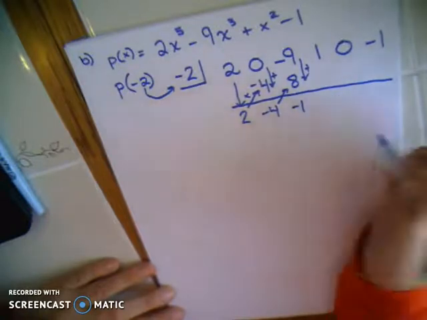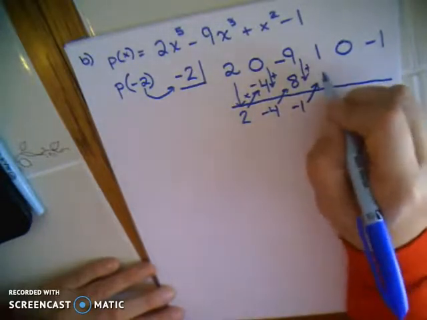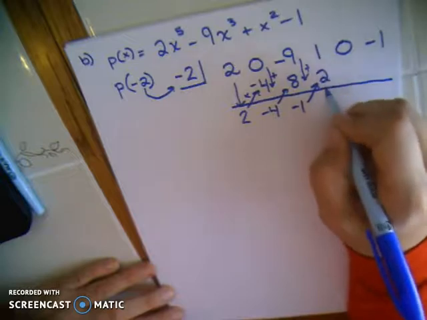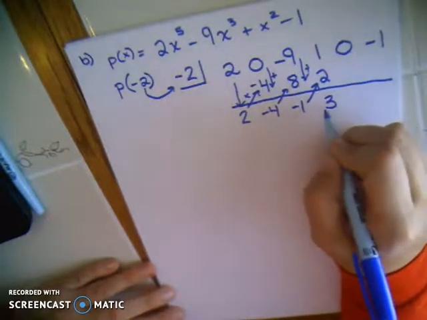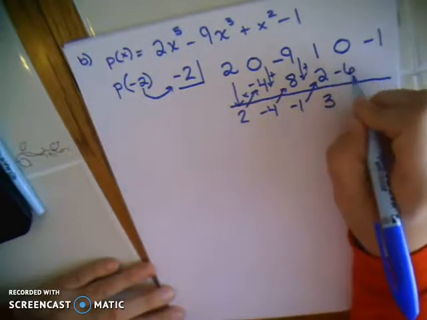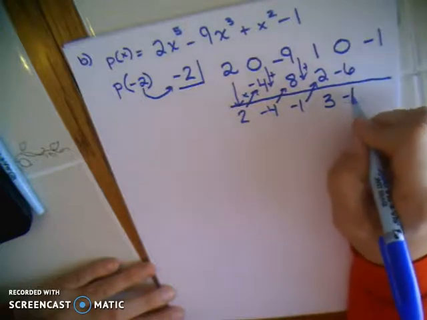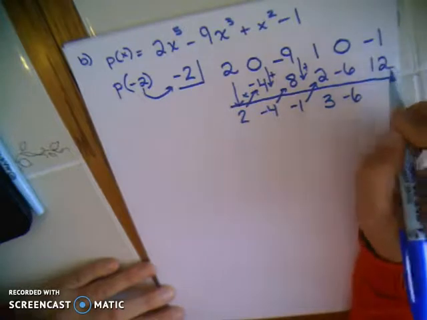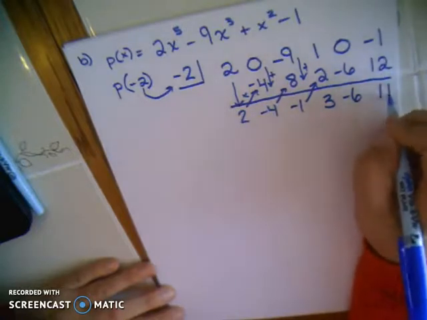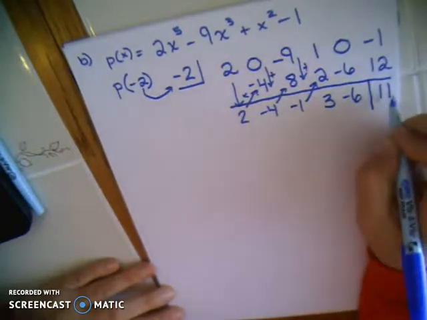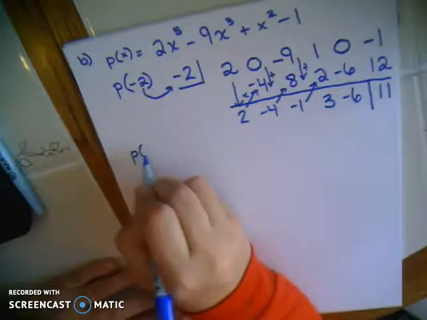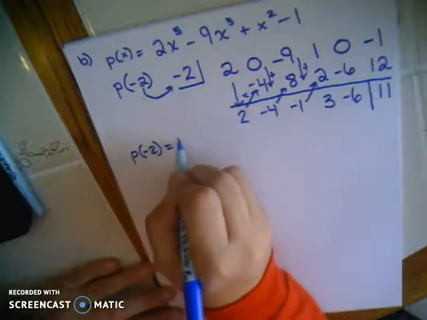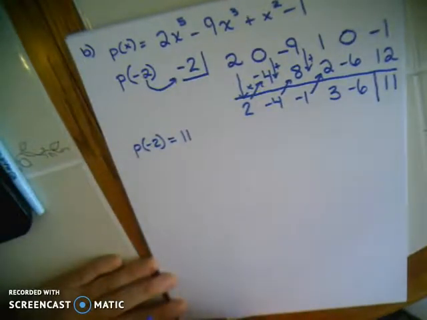-9 and 8 is -1. Multiply by the box number, I get +2, add them, I get 3. Multiply by the box number, I get -6, add them, I get -6. Multiply by the box number, I get +12, add them, I get 11. The last number is always the remainder, and that tells me that P of -2 is equal to 11.